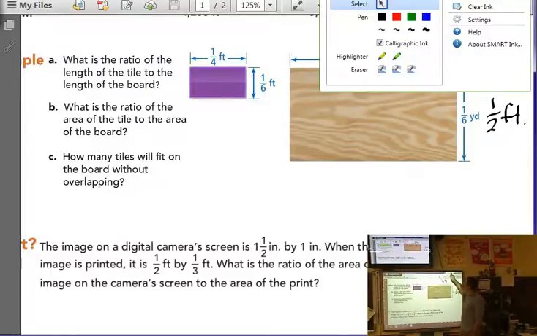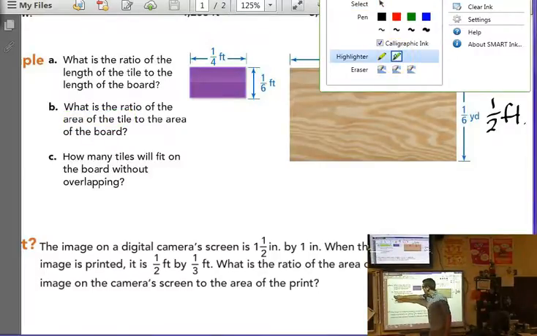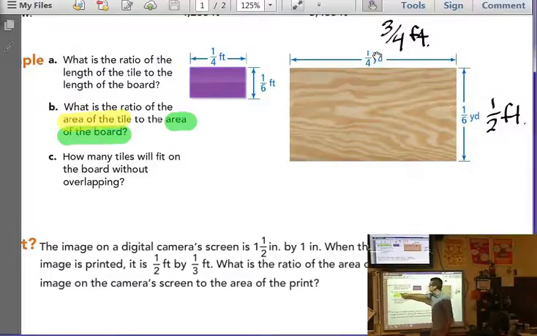So I want area of tile. I'll move that to the board since green was the board last time. Area of the board comes second. Area of the tile comes first. I don't know how to find the area of the tile. We know it's length times width, but we're dealing with fractions, so it's a bit more challenging. Fraction times fraction, right? So CJ, how do I do fraction times fraction?